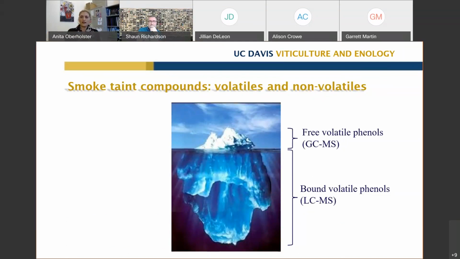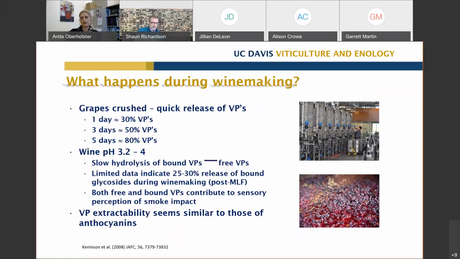Free to bound, like the poll showed, there is no set ratio of free to bound. It varies all the time. The Australians have many instances where they have no free and a lot of bound. Is it because they usually get their smoke exposure much earlier than we do? Is there a genotypic impact on this? We don't know. And this is something we need to study further. I'm not going to talk about techniques because Eric is going to cover that.